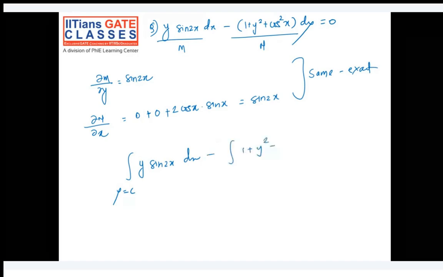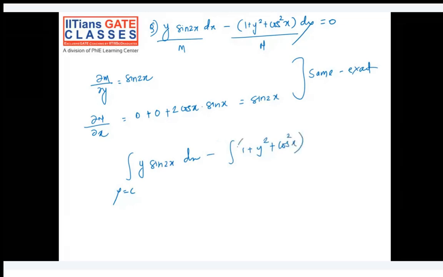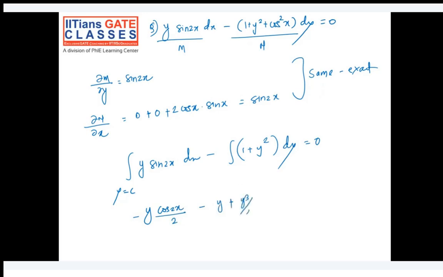Okay, but we don't have to consider the terms containing x, so I will not consider this cos square x term. So this is the only part we have to consider while taking the integration. Integration of y sine of 2x is y as it is, integration of sine of 2x is minus cos of 2x divided by 2, minus integration of 1 is y plus integration of y square is y cube by 3, bracket close, is equal to c. That's all. Yes, correct, Arjun. So this is the final solution.